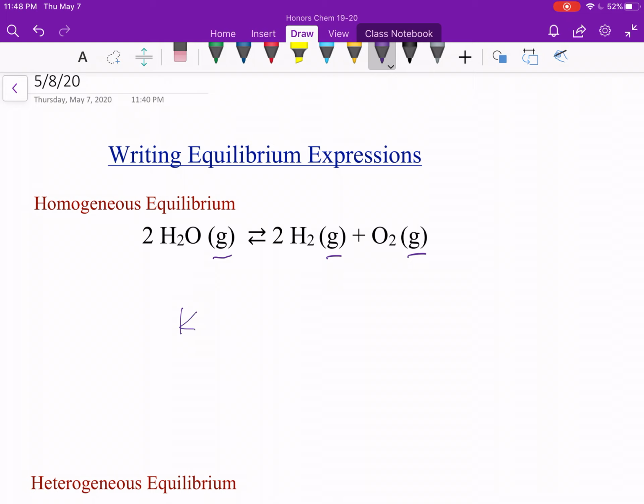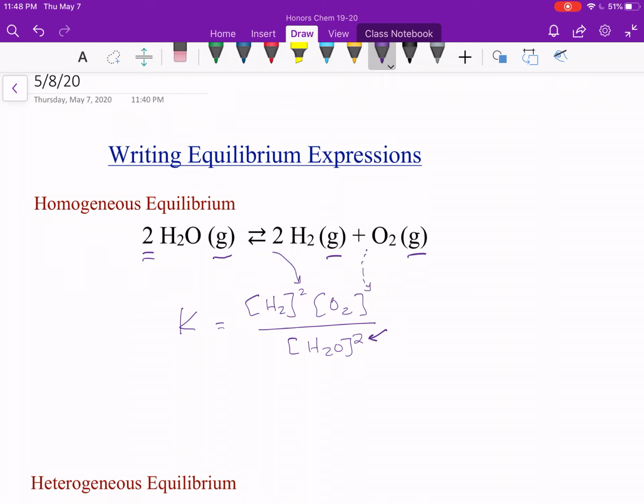Just like we saw yesterday, we can say K equals the concentration of our products first, so this would be H2 squared times the concentration of O2, all over the concentration of H2O squared. Again, the stoichiometry in front becomes what we raise each concentration to in our expression. Now, in this particular one, we wrote it in terms of concentration.